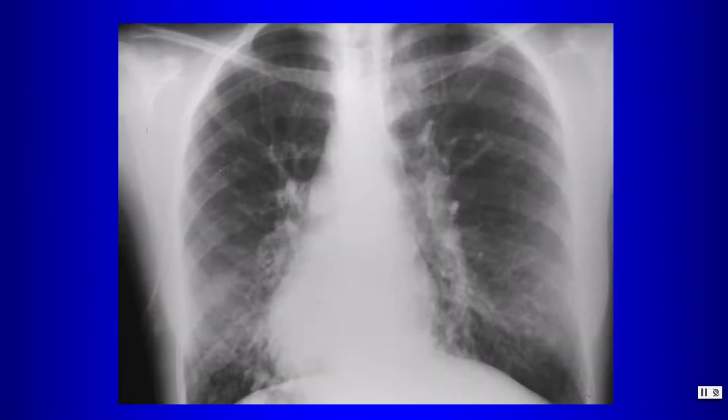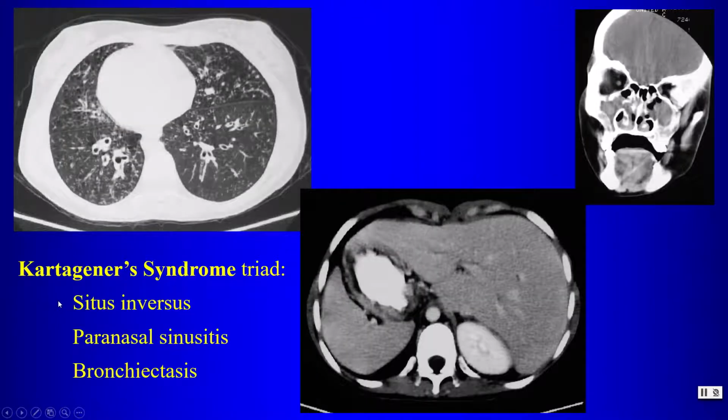Easy to recognize on the chest radiograph. You can see that the patient has dextrocardia. So dextrocardia and bronchiectasis is Kartagener's syndrome.